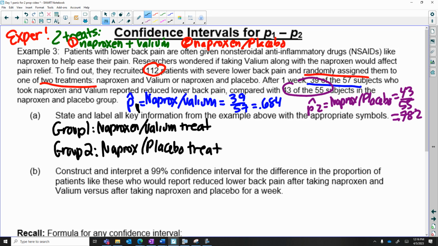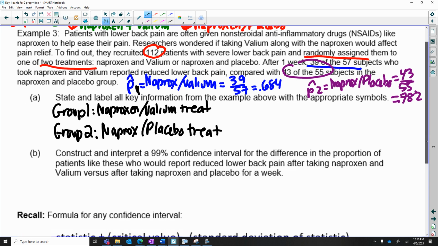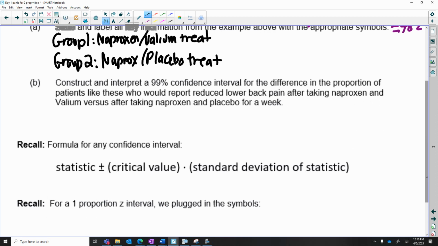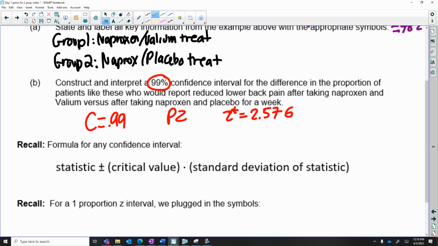We have P1 hat, we have P2 hat. We should also note that we're eventually going to do PANIC on this, and we're going to have to do the populations of interest, parameters of interest, assumptions, etc. Part B says construct and interpret a 99% confidence interval, so that's the confidence level C, for the difference in the proportions. So proportions use Z. You know we did the Z star from before. It was 2.576. We're going to use the same one here.